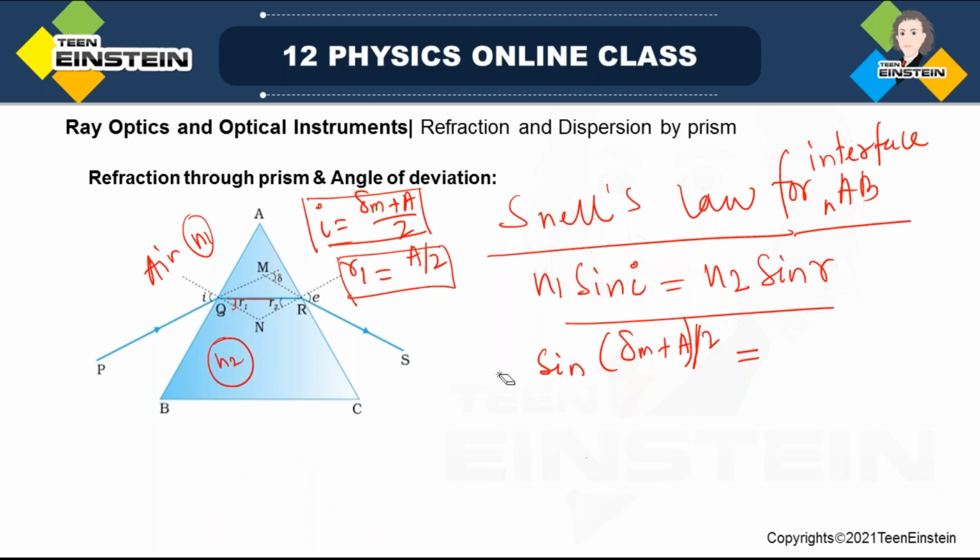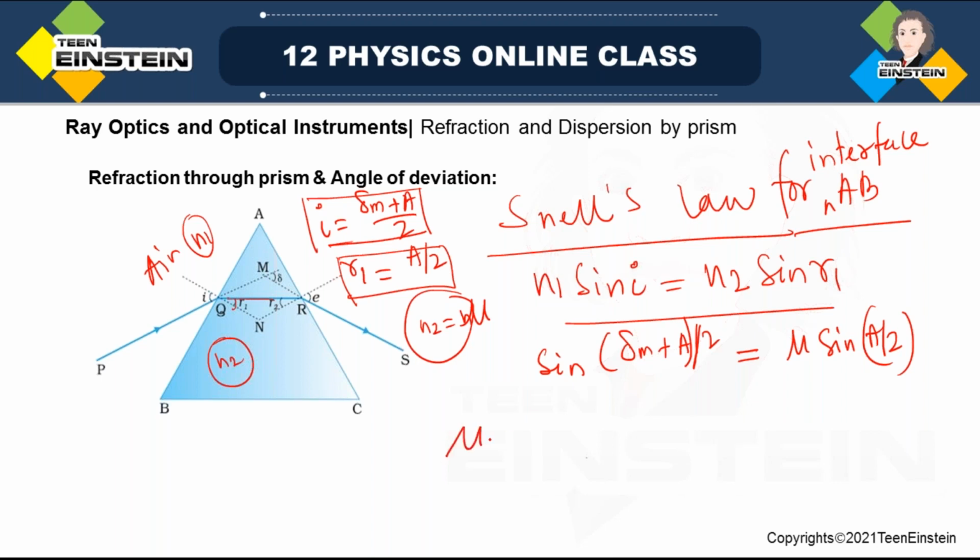See, look, I'll write it directly. For air, n1 is equal to 1. I'll directly write n2 is equal to n, or I'll write n2 is equal to mu maybe. So mu sine R1 here. So this is i, this is R1. So mu sine R1 means sine of delta m plus A by 2, from here.